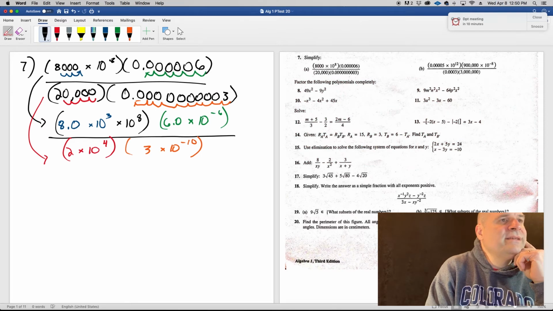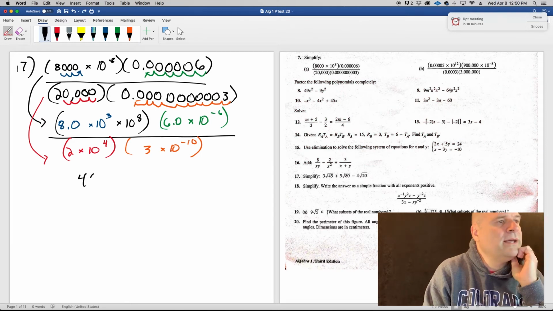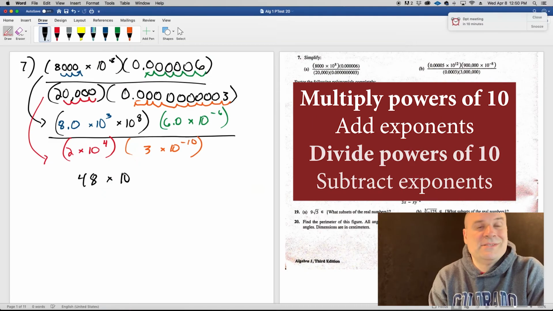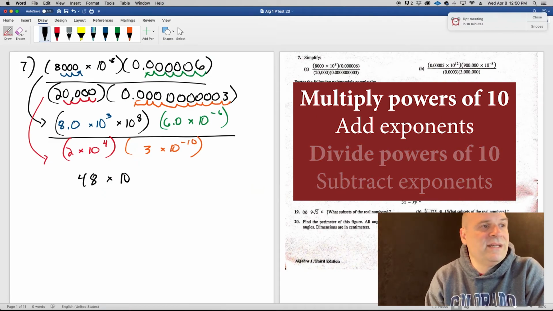So let's simplify the top. 8 times 6, 48. And then let's add our exponents of the powers of 10. Remember, when you're multiplying powers of 10, all you do is add the exponents. So 11 plus -6 is +5. And this is all divided by 2 times 3 is 6. And then add the exponents, -6.